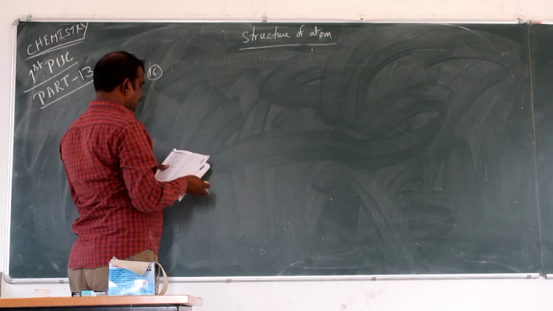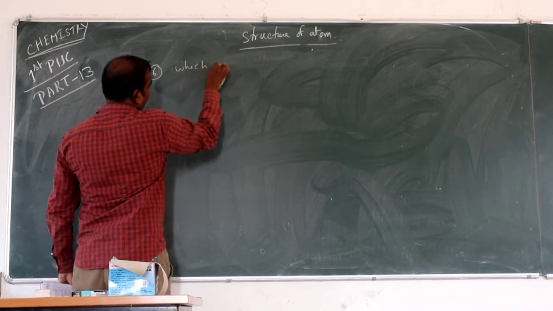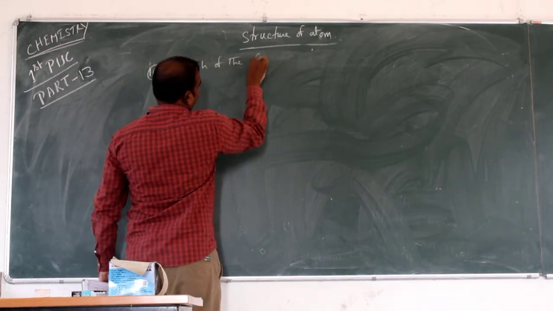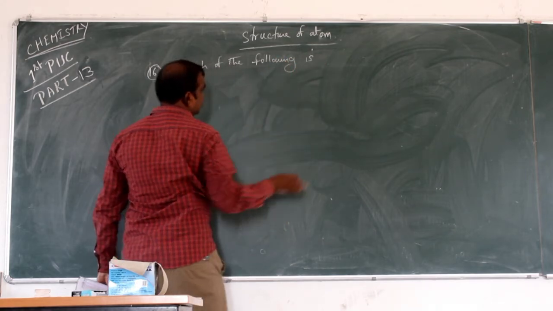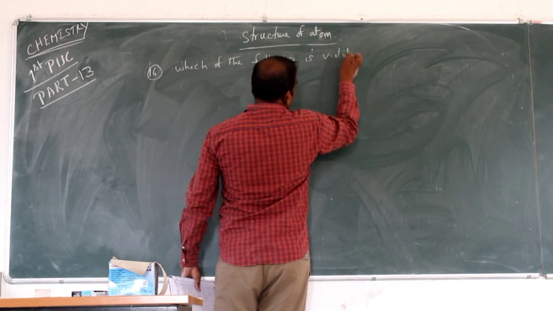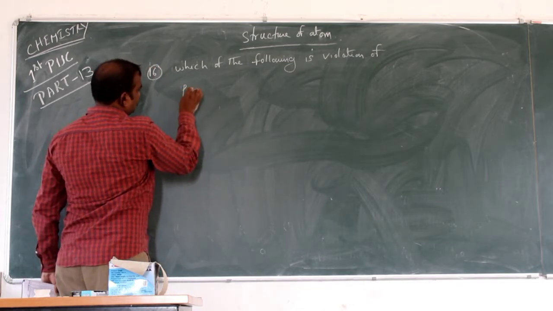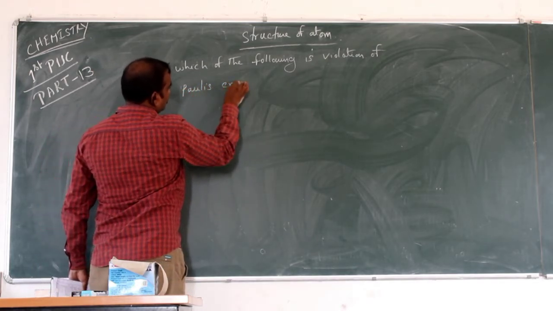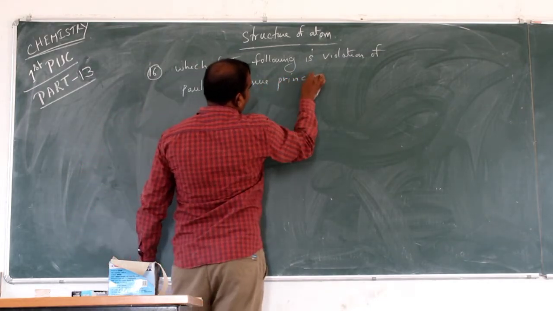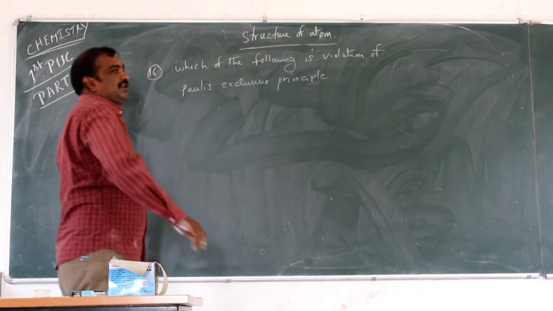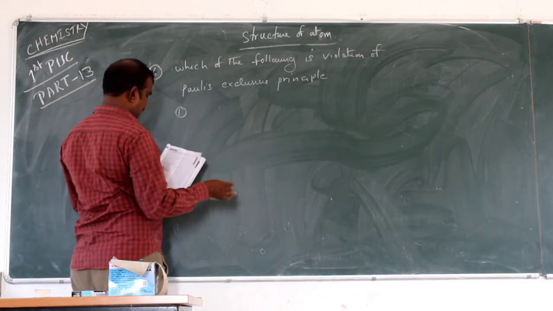Which of the following is a violation of Pauli's exclusion principle? Which of the following is a violation of Pauli's exclusion principle? See here, options are: first one.